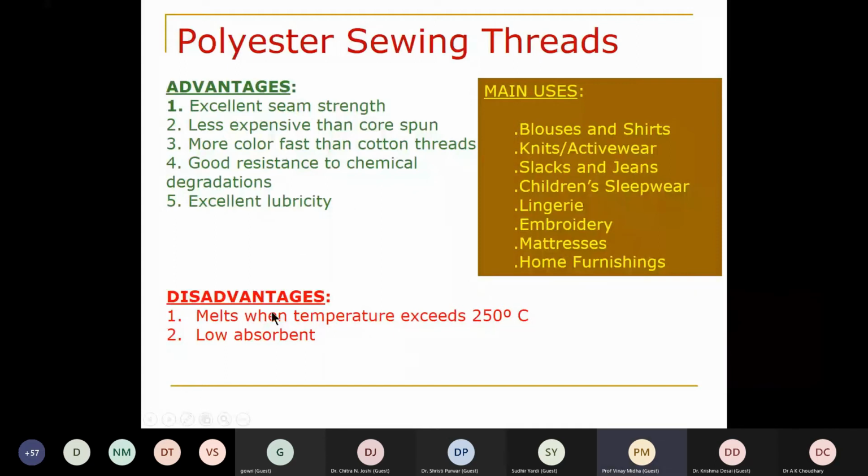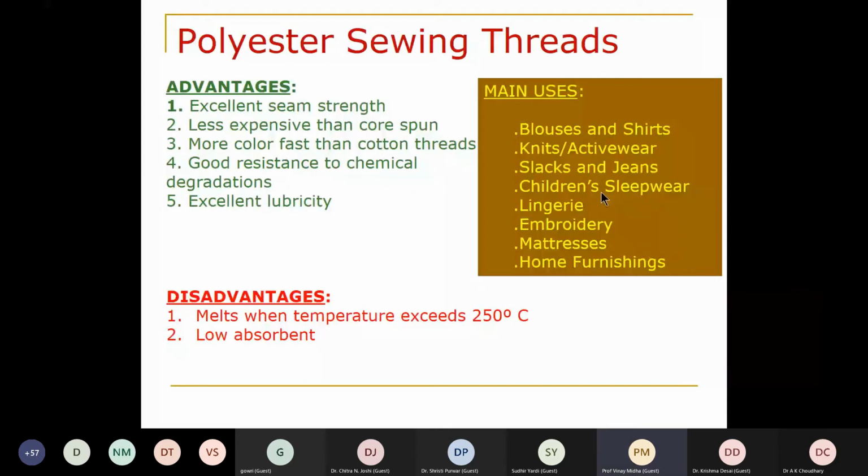The disadvantage is that they melt when the temperature exceeds 250 degrees centigrade, and we have discussed that the needle may reach 300 degrees of temperature in certain cases, depending upon the various sewing parameters. So if the temperatures are expected to reach 300 degrees, then this particular thread is not at all recommended. Then they have low absorption. Then the main applications of the polyester sewing threads are blouses and shirts, active wear, slacks and jeans, children's sleepwear, embroidery, mattresses, and home furniture. So in all these applications, the polyester sewing threads are basically used.